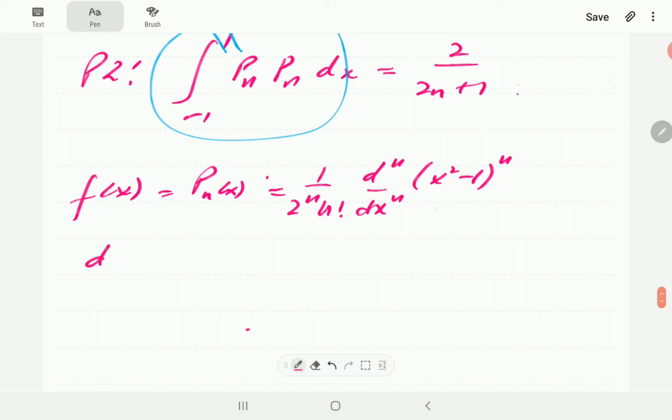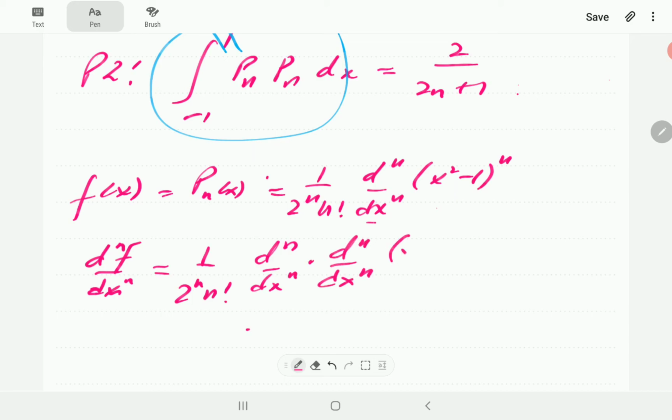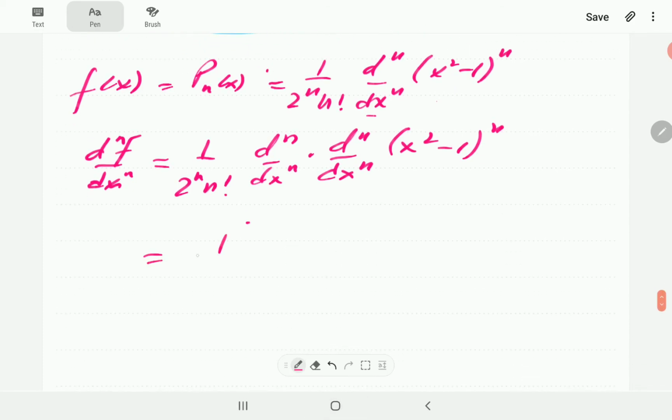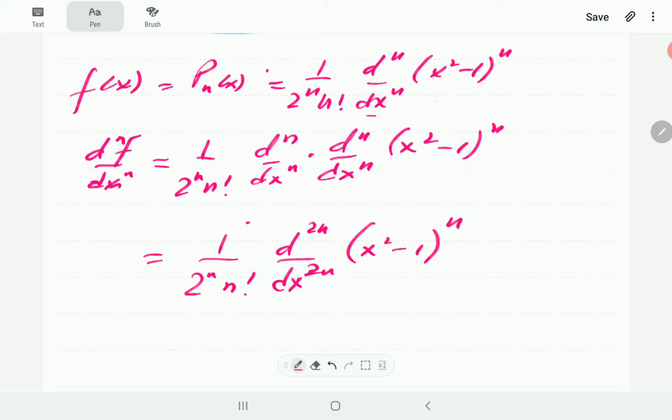So that means the nth order derivative of f, differentiating this n times, it's simply going to be 1 over 2 to the power n times n factorial, then the 2nth derivative of x squared minus 1 to the power n. Now the degree of this polynomial is 2n, so if you differentiate it 2n times, we're just going to find 2n factorial. So that's what that is going to be.